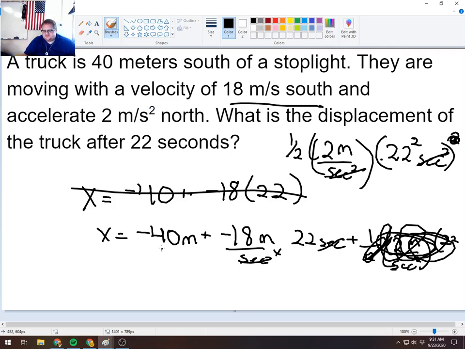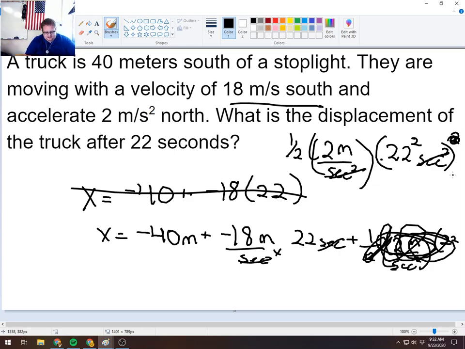This is your initial displacement. This second term represents the displacement from your initial velocity. Back to our graph, that would be that rectangle underneath. And then this last term is the displacement due to your acceleration, and that would be the triangle. And again, you see it, 1/2 A, base times height, sort of there.